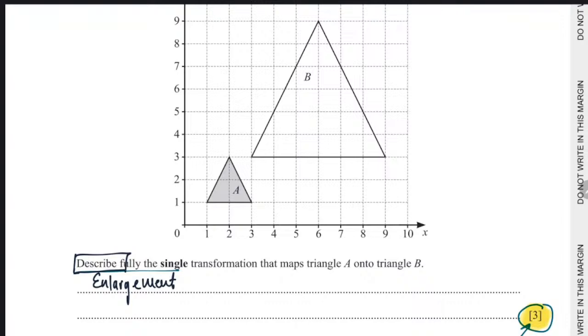Now the next thing is you need to find the scale factor. What you do here, you take this bigger one, you see how long this side is: 1, 2, 3, 4, 5, 6. It's 6 boxes, right? So it's 6 divided by, you take the smaller one, how long is it? It's 2. 6 divided by 2, you get 3. So for enlargement, you now say by scale factor 3. You understand?